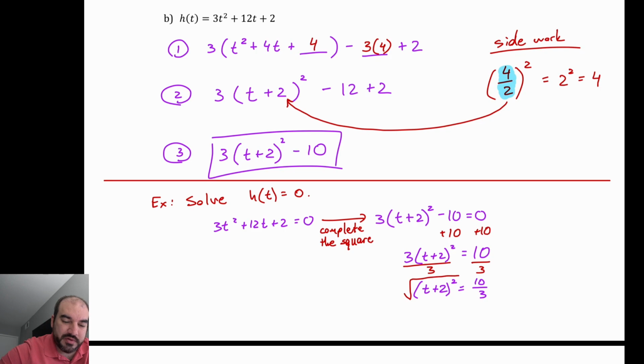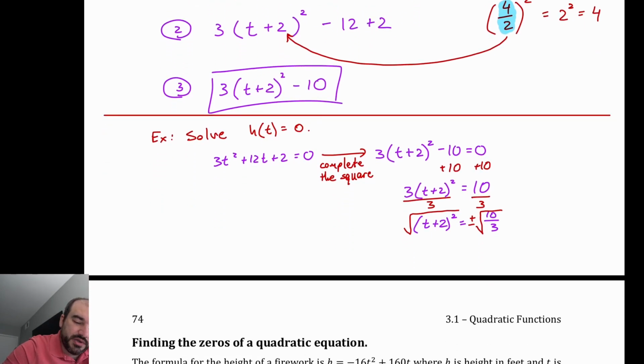What do we need to remember when we take the square root of both sides? Is it the plus or minus? Yes. It's the plus or minus. We have to put a plus or minus in front of either one of the sides. It makes more sense to do it on the side with the numbers, as we talk about numbers being positive or negative. So I'm going to put the plus or minus in front of the square root of 10 over 3. And that leads us to the square root gets rid of the square. So t plus 2 equals plus or minus square root of 10 over 3.